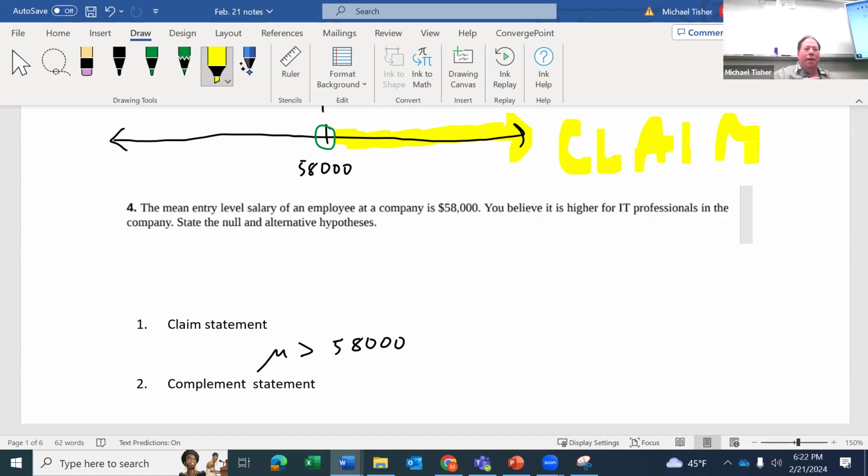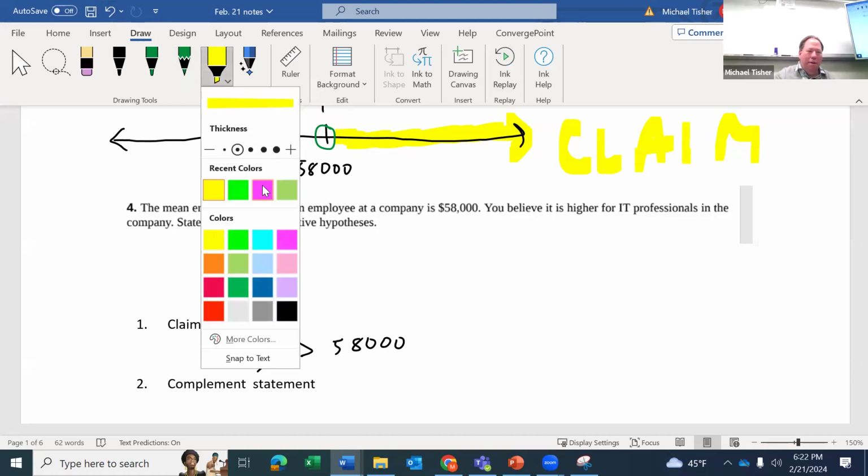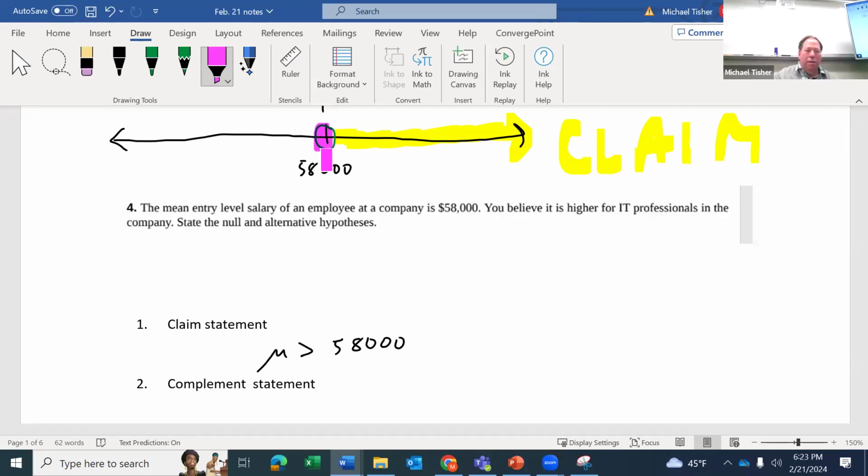Okay, now the complement is everything but the yellow. So what are all the numbers that are not shaded in yellow? And we can use a different color, right? So is 58,000 shaded in yellow? No. So let's shade that. Okay, so that means 58,000 is part of my complement.